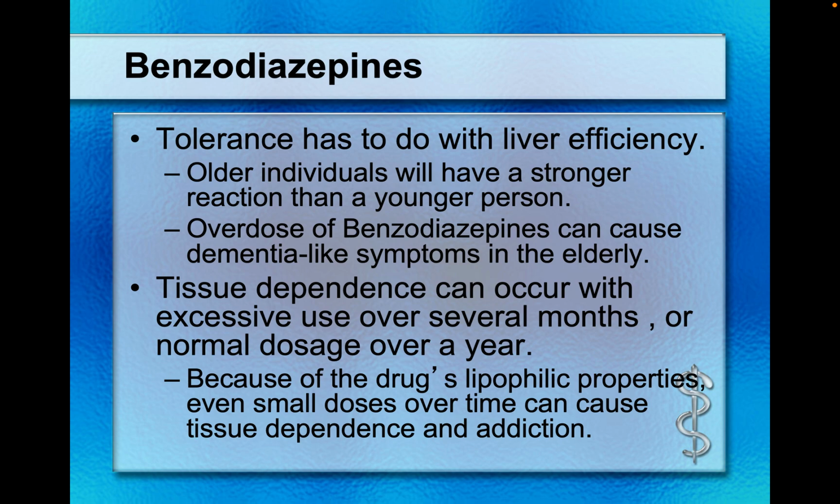Tolerance has to do with liver efficiency. Older individuals will have a stronger reaction than a younger person. Overdose of benzodiazepines can cause dementia-like symptoms in the elderly.